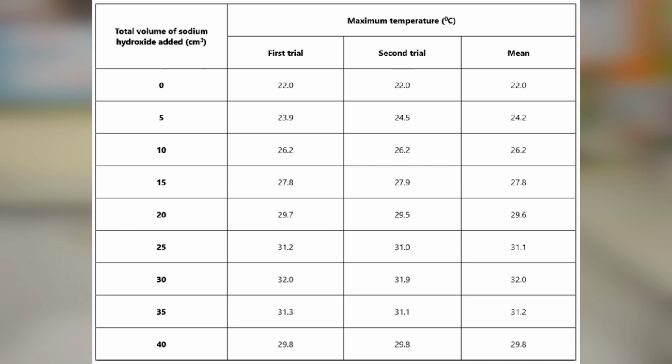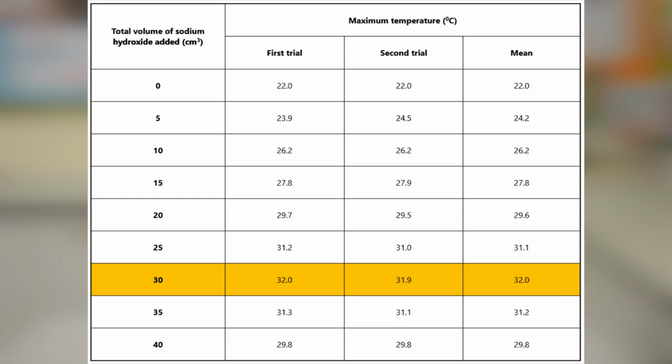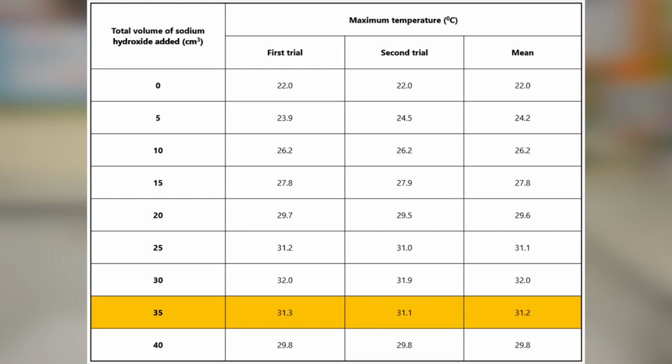Also, our results show that the optimum temperature reached is 32 degrees Celsius on adding a volume of 30 centimeter cubes of sodium hydroxide. However, at a volume of 35 centimeter cubes of sodium hydroxide solution, the maximum temperature reached starts to decrease. This is due to the fact that we've added so much sodium hydroxide that there isn't enough hydrochloric acid to react with it, leaving some unreacted.